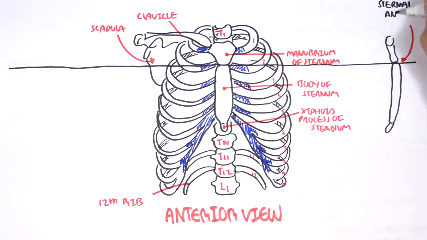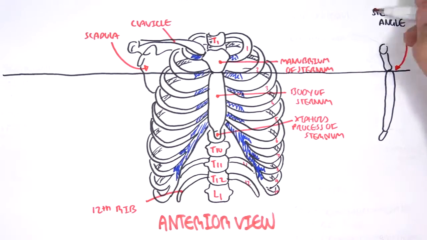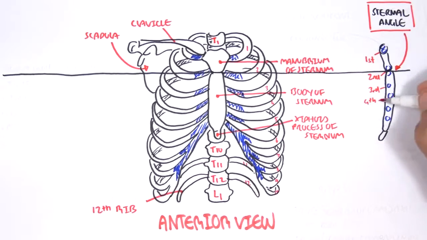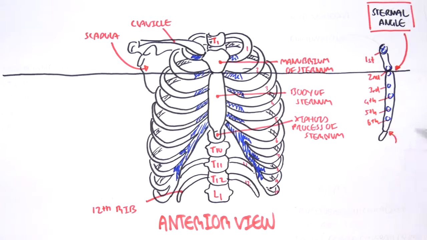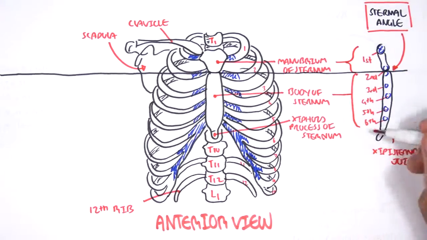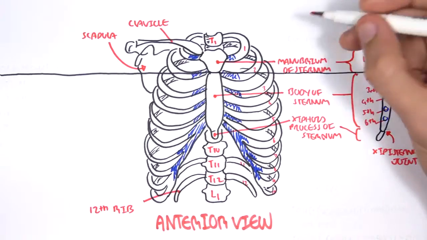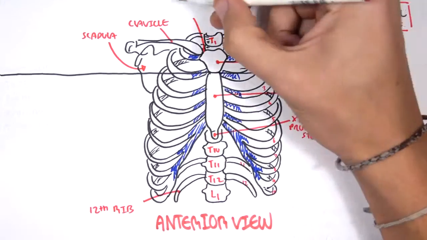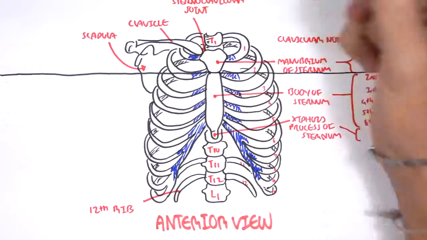On the side view of the sternum, we can see the insertion points of the ribs. Rib 1 attaches onto the manubrium, rib 2 to the sternal angle, rib 3 to 6 to the body of the sternum. And here is the xiphisternal joint. And on top here is the clavicular notch, where the clavicle attaches. The clavicle and sternum make up the sternoclavicular joint.